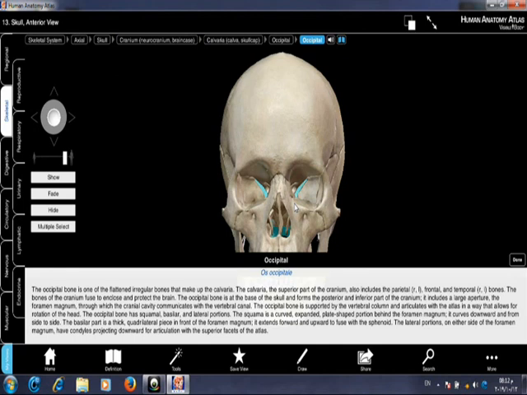The basilar part is a thick quadrilateral piece in front of the foramen magnum. It extends forward and upward to fuse with the sphenoid. The lateral portions on either side of the foramen magnum have condyles projecting downward for articulation with the superior face of the atlas.